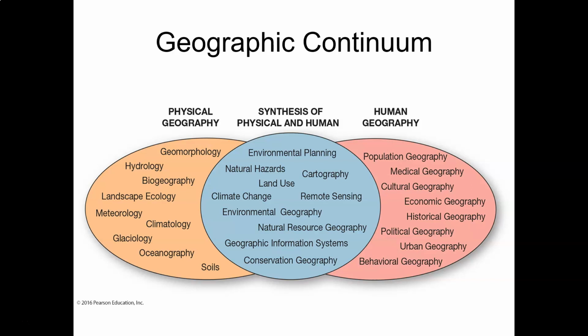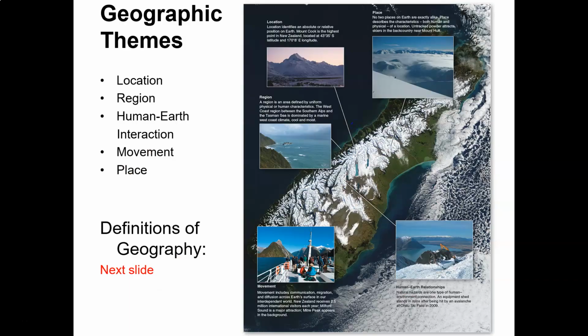Now, that doesn't tell us what geography is. Let me give you some other pointers here. Geographic themes: place, location, region being a number of places that have some similarities and are near one another, so we can group them all together in a region. Human and earth interactions, and then movement, not only of humans, but also movement within the physical realm.